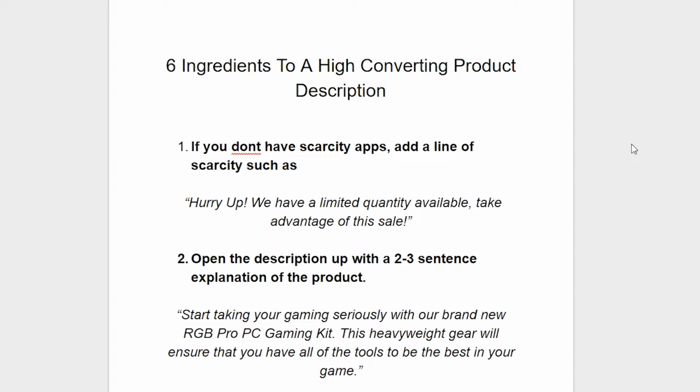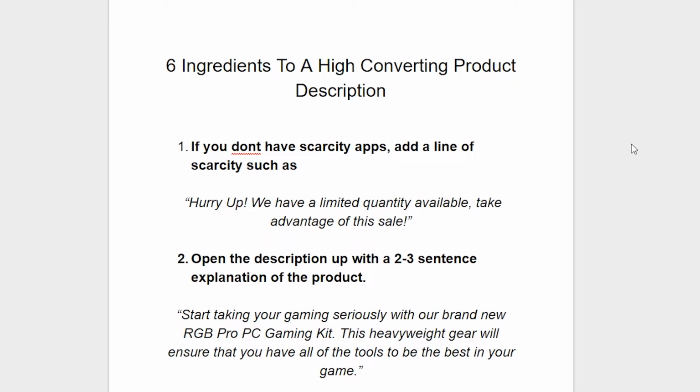So that's very simple. But number 2, open the description up with a 2 to 3 sentence explanation of your product, whether it's how your product works, or whether you want to make it sound really exquisite. Just open up the description and say a few things about the product. I'm using a gaming kit as an example here. So for this example, I just say, start taking your gaming seriously with our new RGB Pro PC gaming kit. This heavyweight gear will ensure that you have all the tools to be the best in your game. Done. That's the first 2 to 3 sentences.